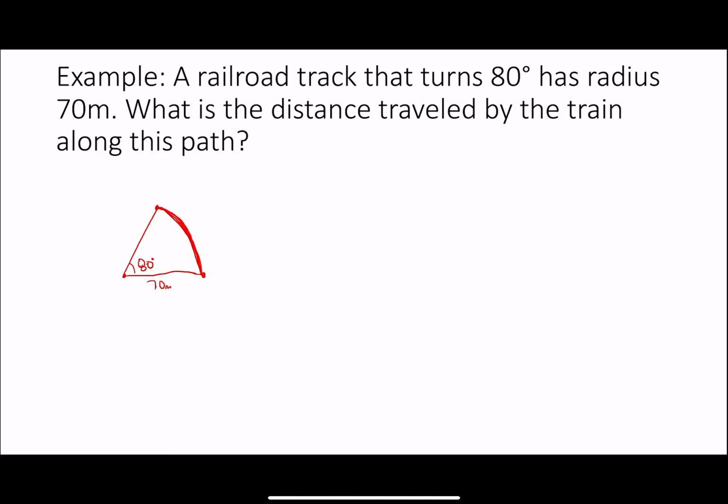Okay. And so we just plug into the formula. D is equal to pi r theta over 180. And so we're equal to pi times our radius, which is 70 meters, times, what's our angle? 80 degrees divided by 180 degrees. And so I'm going to do the degree part first, 80 divided by 180. And then I'm going to multiply it by 70. And then I'm going to multiply by pi.